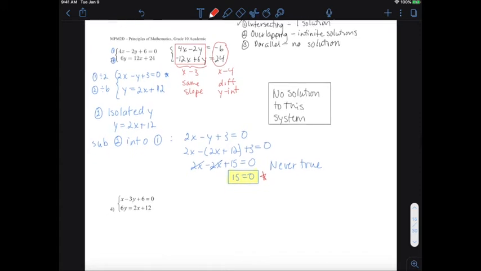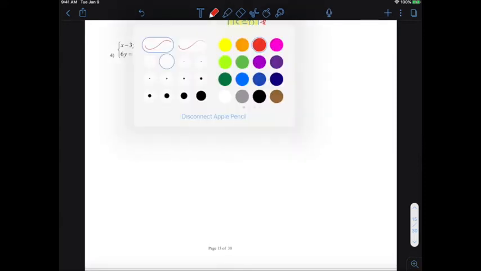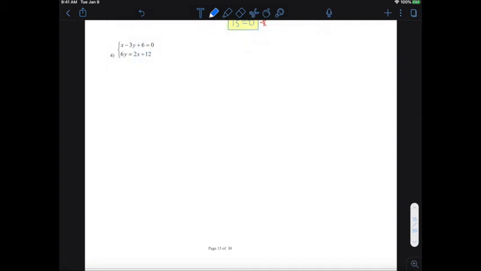It looks almost exactly like number 3, but I'm sure it's a little bit different. Okay, so actually, we see that there's a coefficient of 1 in front of the x here. So let's isolate x in equation 1. So we get that x equals 3y minus 6. And we're going to sub 1 into 2. Okay, so here we go.